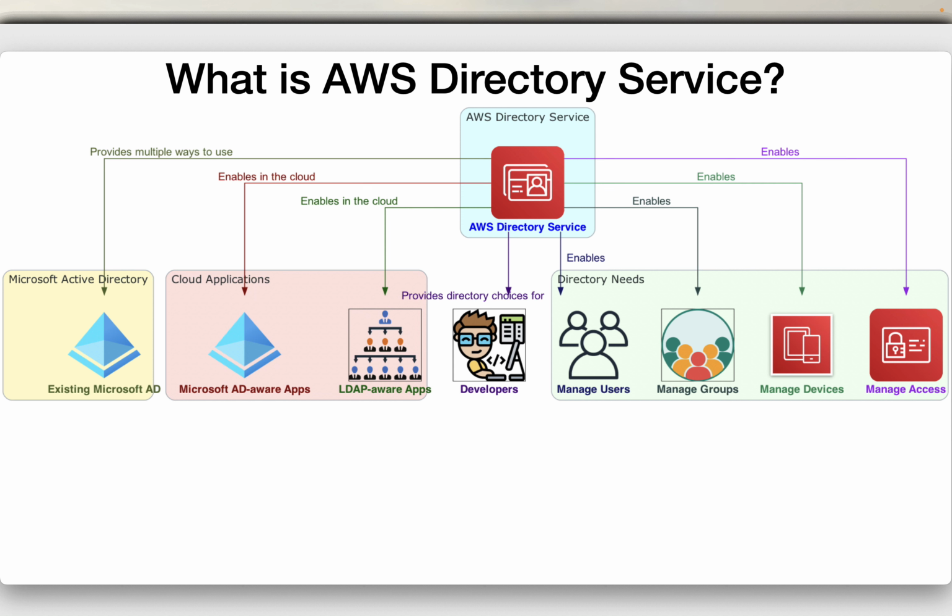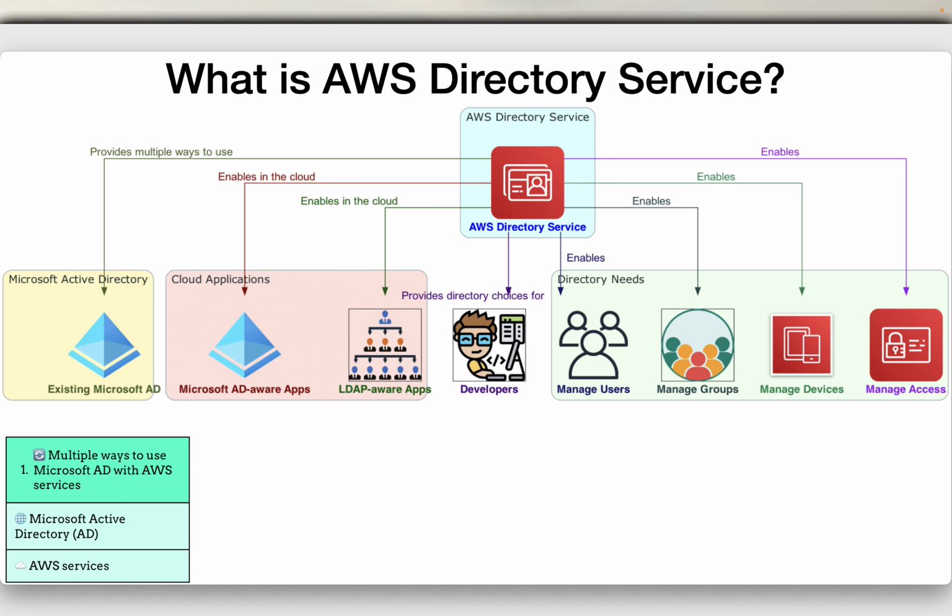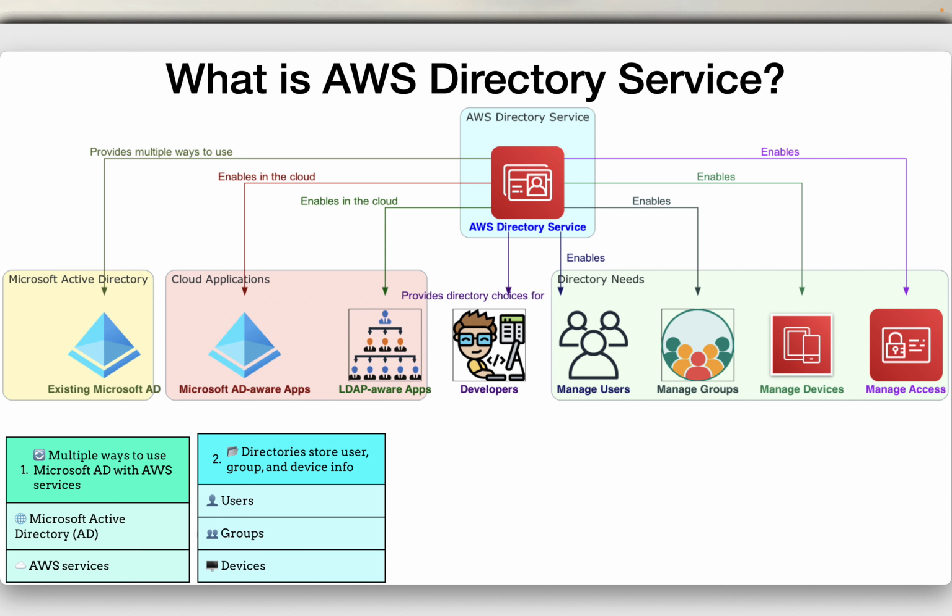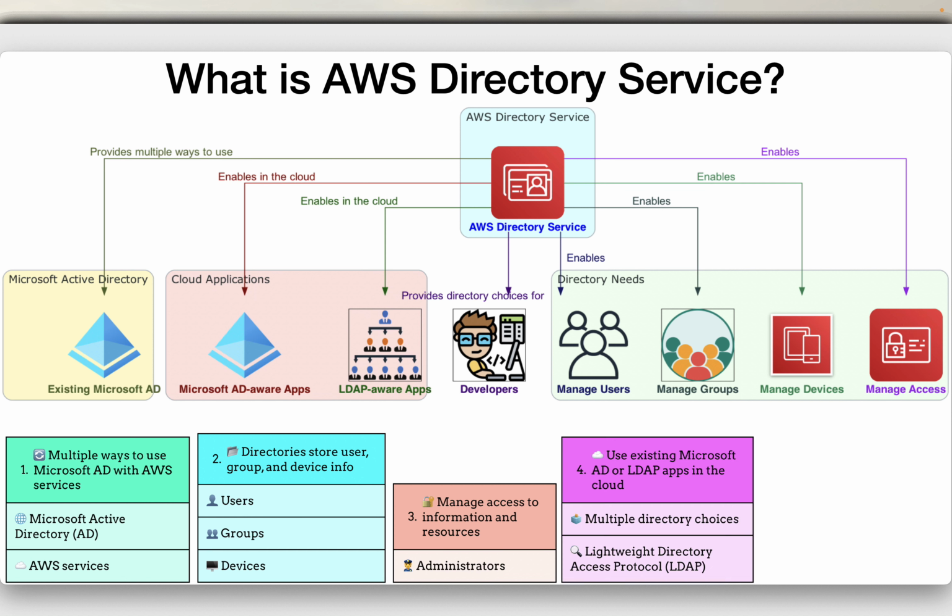So what is AWS Directory Service? AWS Directory Service provides multiple ways to use Microsoft Active Directory with other AWS services. Directories store information about users, groups, and devices. Administrators use directories to manage access to information and resources.